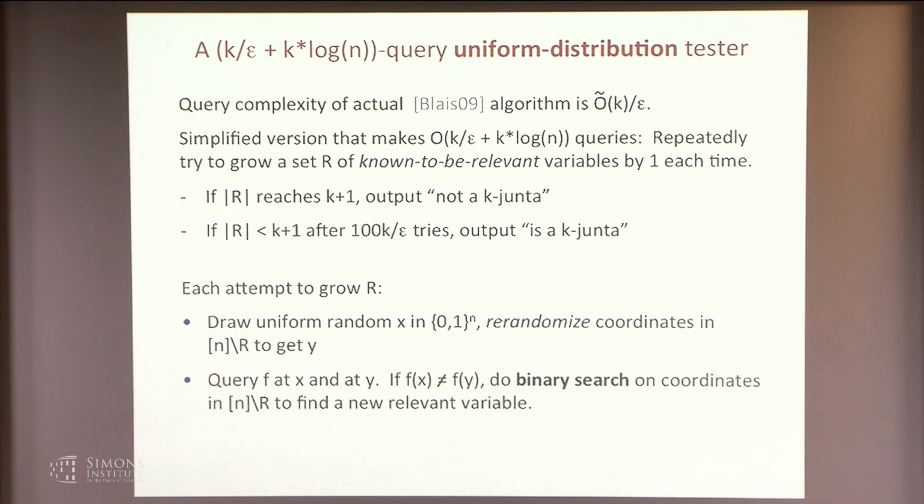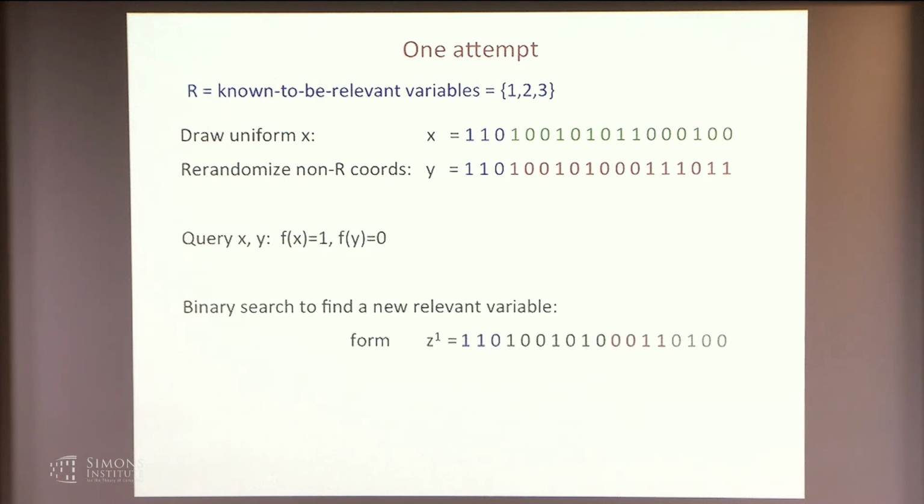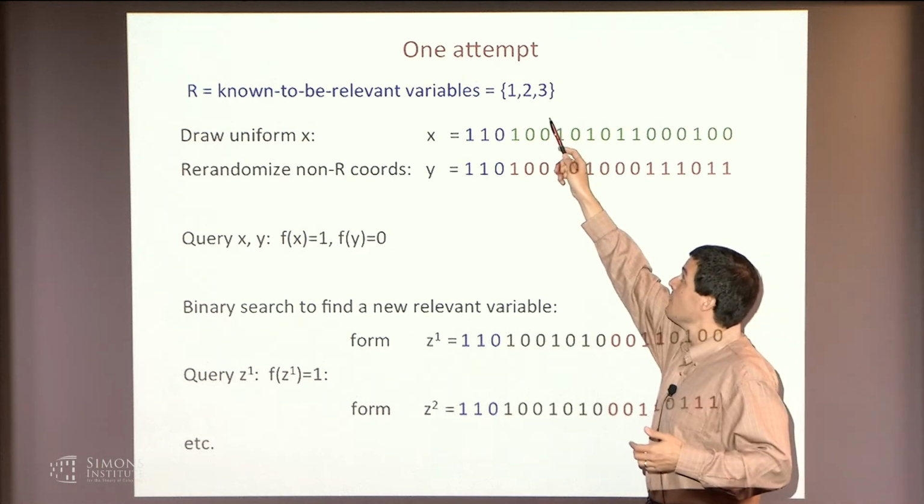Okay? So I felt compelled to add this next slide. I think we've all seen binary search, so I don't know that there's a great deal of point to it, but maybe just as an illustration, the set of variables that we know to be relevant so far are 1, 2, and 3.